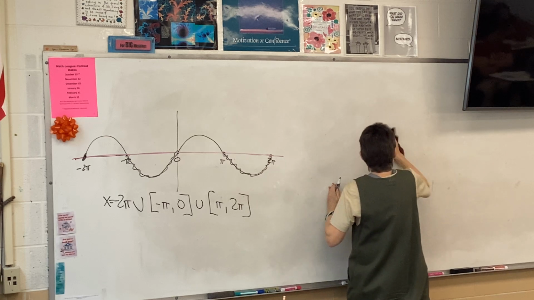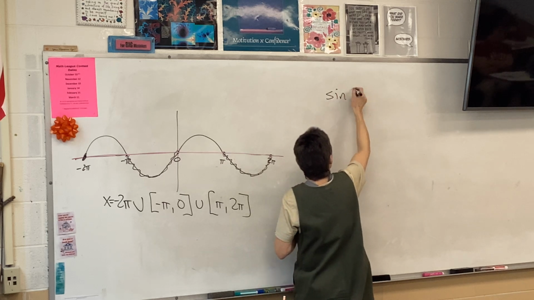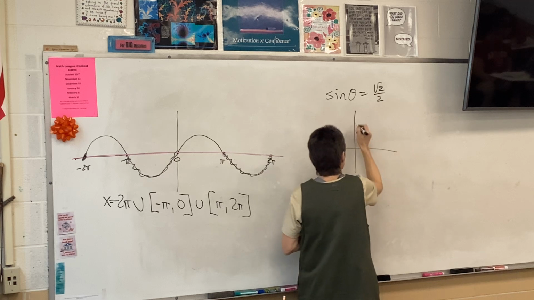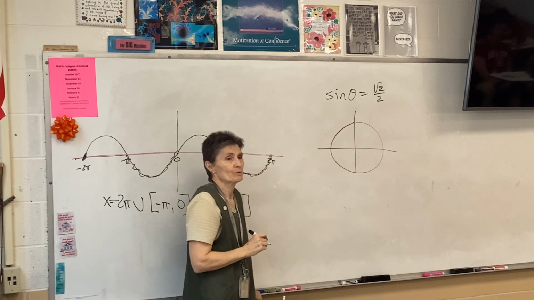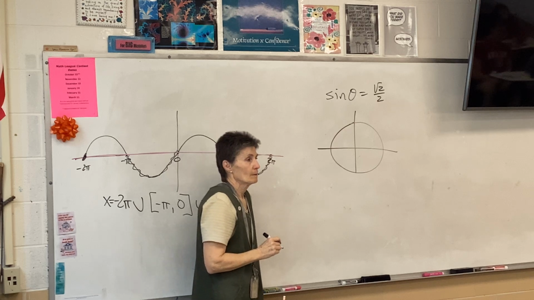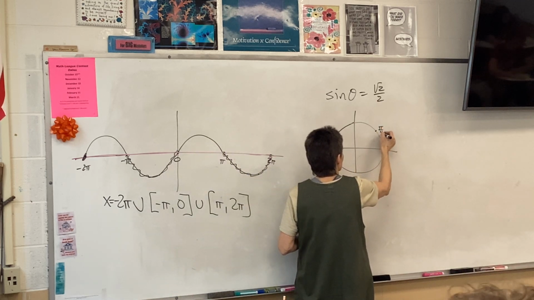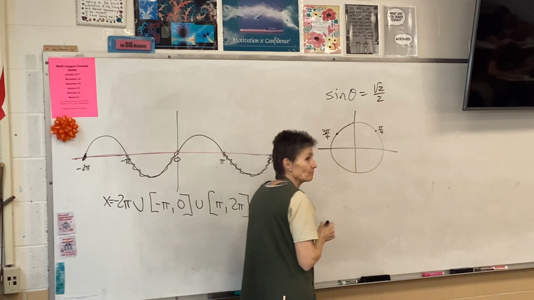All right, so let's just figure out where it equals at first. Where does sine theta equal root 2 over 2? Let's think about that. Where does that happen? Sine equals root 2 over 2. Happens at pi over 4 and 3 pi over 4. Are we good with that?